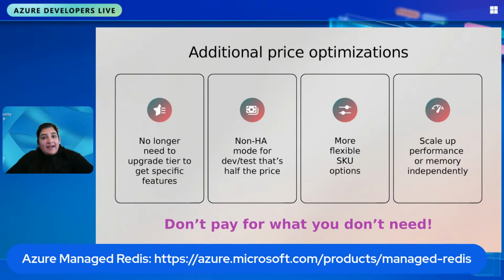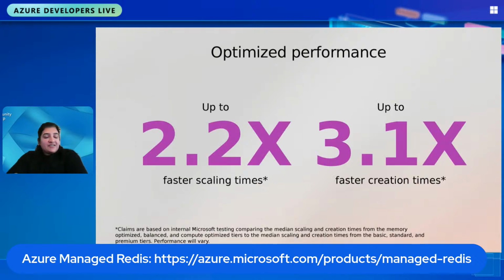And then we've also added a non-HA mode, which is the non-high availability mode, essentially, which helps you cut down your prices in half. And those are great options for development or dev test scenarios. And then obviously more options by choosing memory and performance means you pay for only what you need, and you don't end up paying more than what you need. So those are additional pricing optimizations that we've added.